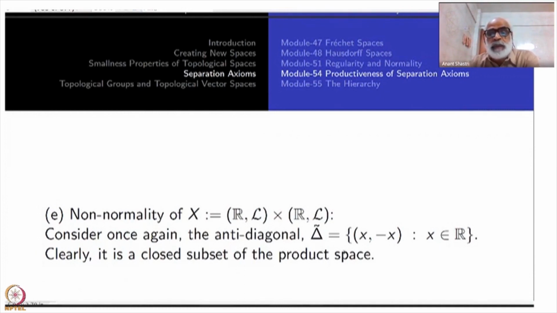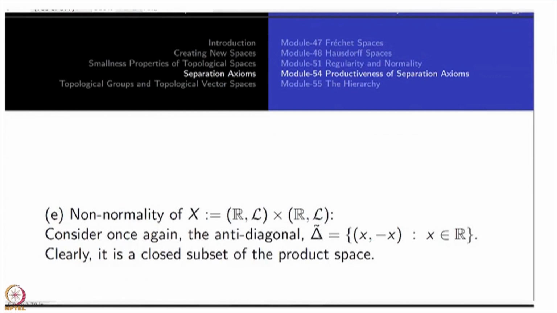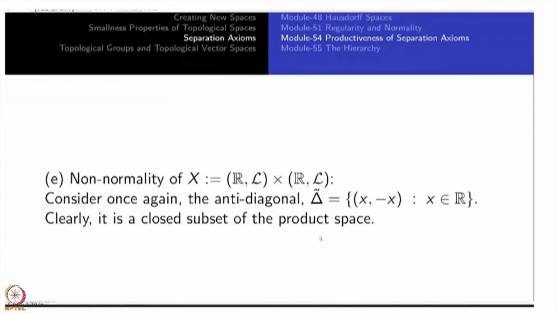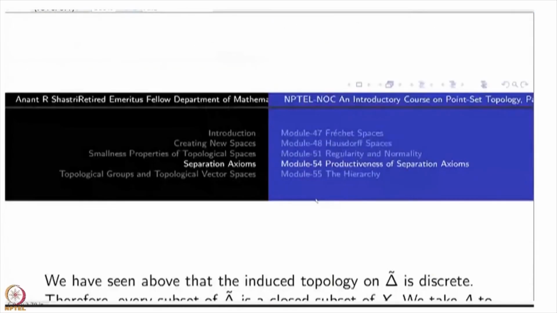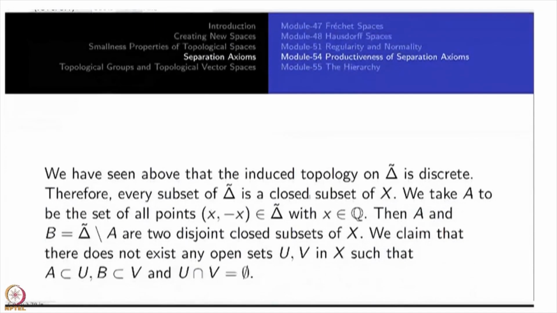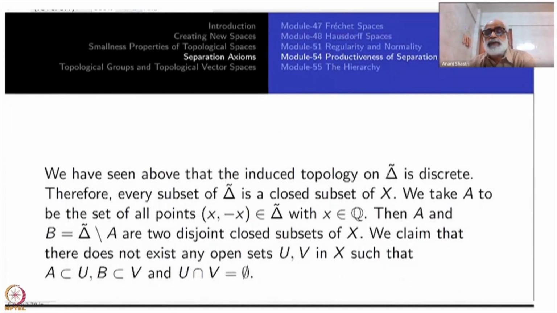Once again, we go back and see that the diagonal is a closed subspace, all right. In the product, it is actually discrete. So that is what we had seen before. But now we want to use it very crucially. So we have seen above that the induced topology on delta twiddle, usually delta will denote the diagonal (x, x), so this is (x, -x), is discrete. Okay. Why?